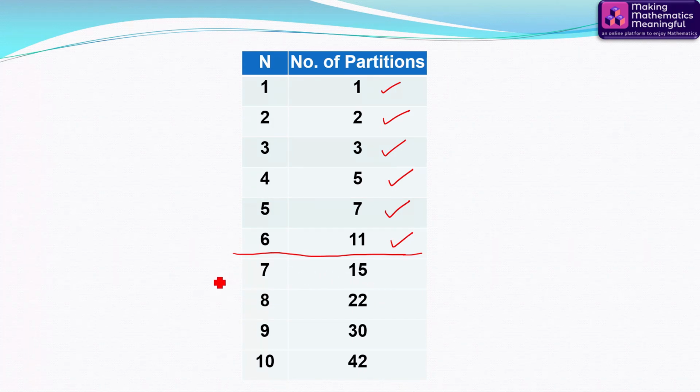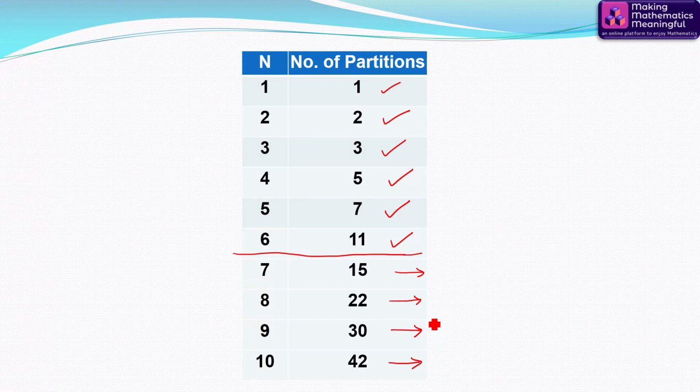So, you may take this as challenge work for you. What about p of 7? What about p of 8? The answers are already provided: p of 7 is 15, p of 8 is 22, p of 9 is 30 and p of 10 is equal to 42. Are you able to observe some pattern? You may wish to derive the formula for the same. If you are able to do so, you are really a genius. You deserve the Fields Medal.